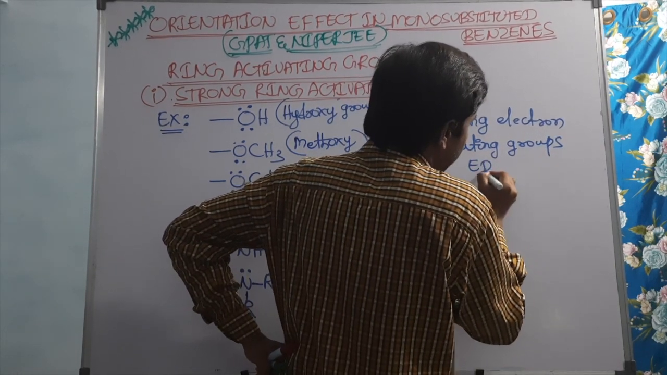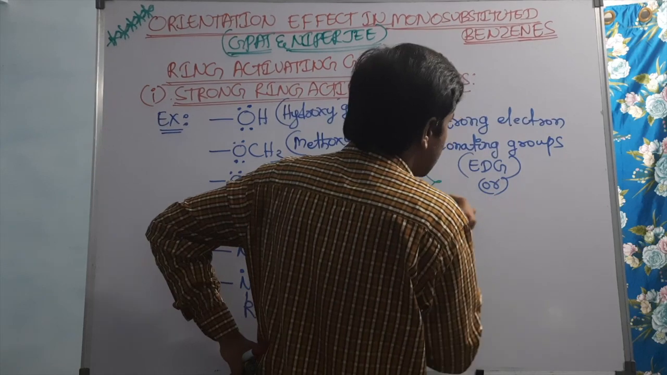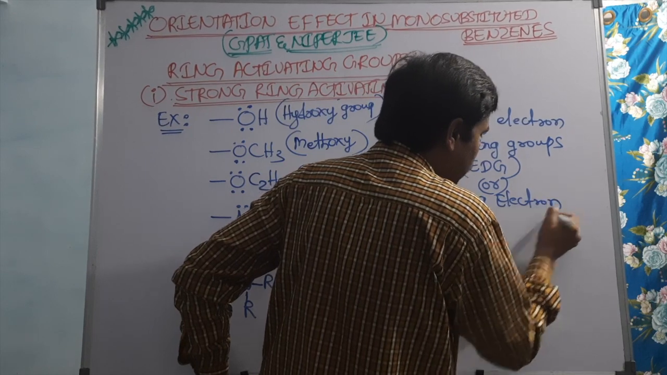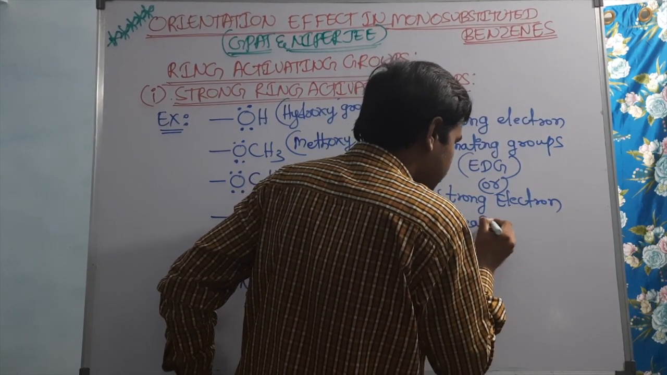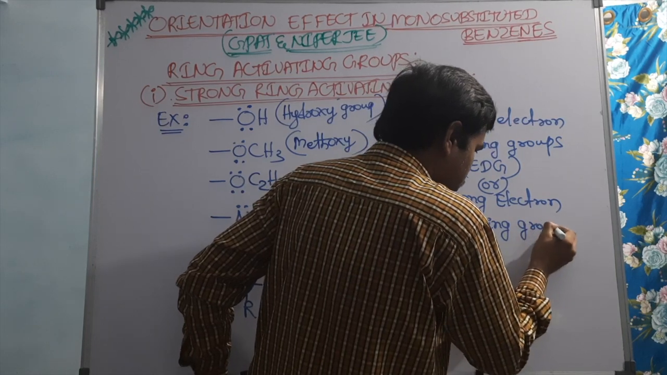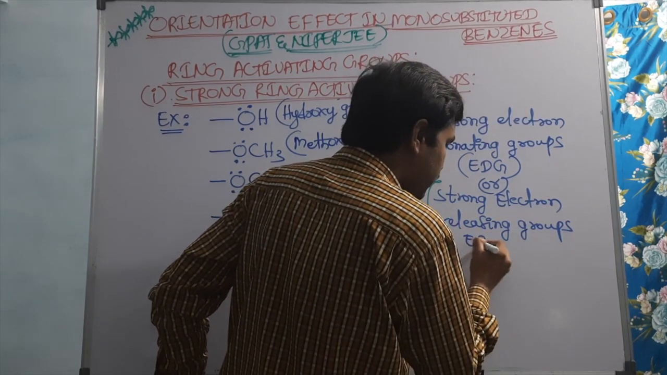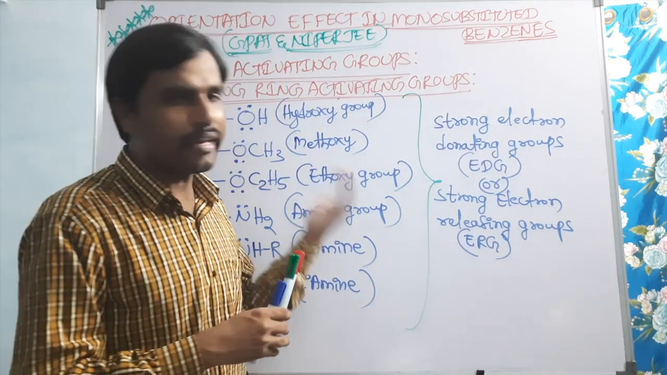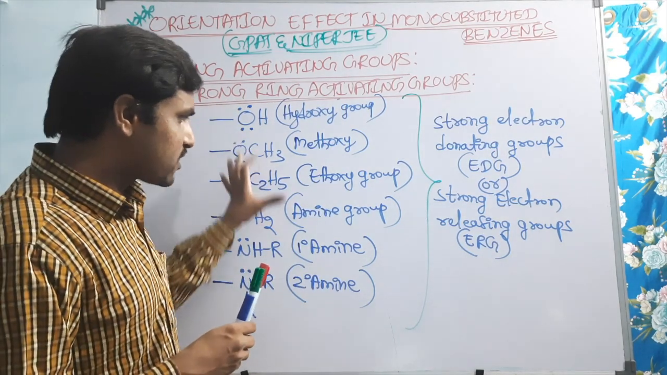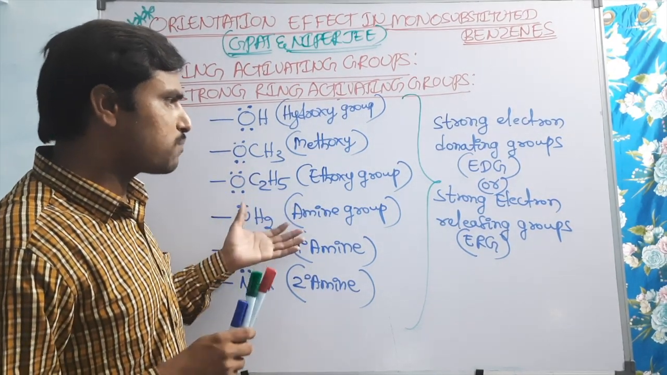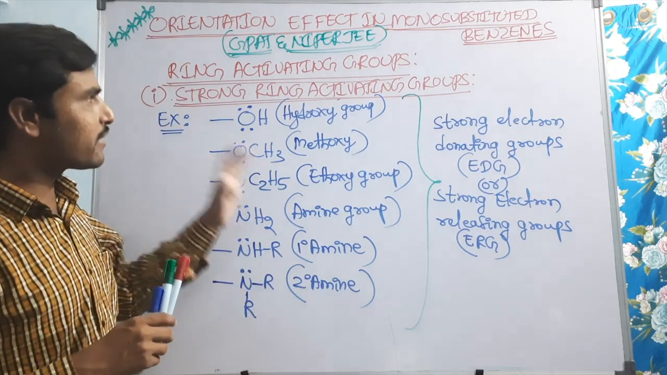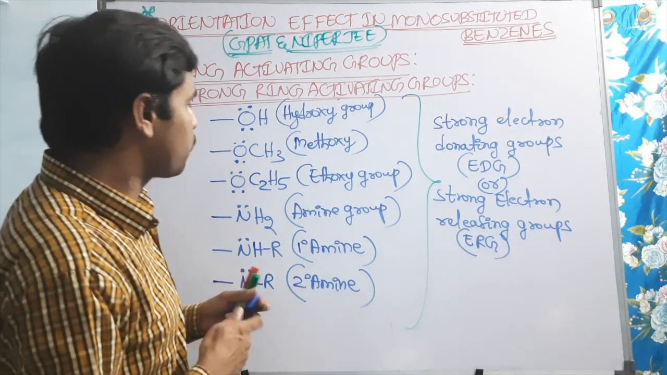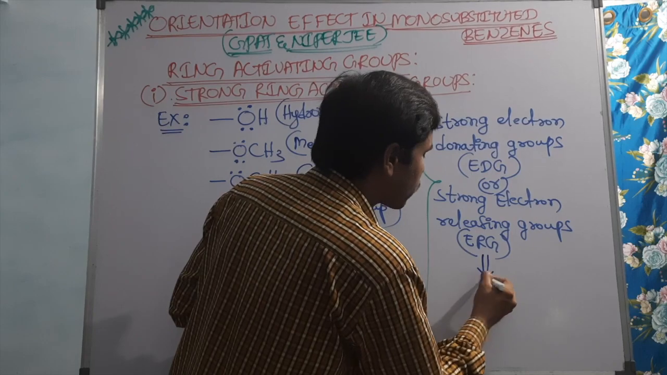Okay, EDG, or strong electron releasing groups. ERG is nothing but electron releasing groups, and EDG is nothing but electron donating groups. Both are the same, because these compounds can act as strong electron donating groups or strong electron releasing groups. That's when these compounds can act as strong ring activating groups.